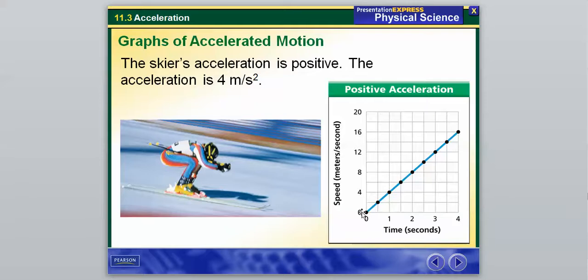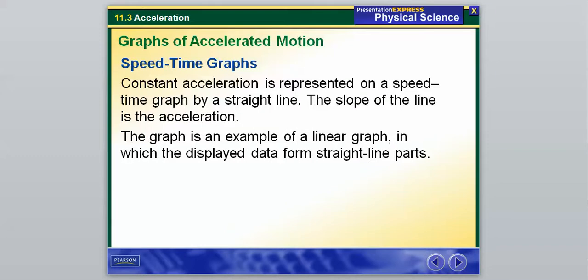That is how the slope can help us graph the acceleration. All someone did is measure the different speeds and times of this skier. After 1 second, he was moving at 4 meters per second. After 2 seconds, he was moving at 8 meters per second, and so on, and that's how we got our acceleration. So that is one way we can use a graph to help us determine what acceleration is. This example is a constant acceleration, and you notice it is a straight line, and the slope is the acceleration. This graph is an example of a linear graph, in which the displayed data form straight line parts. That's the most simple case: when it's just a constant acceleration, it's a straight line, pretty simple to understand.